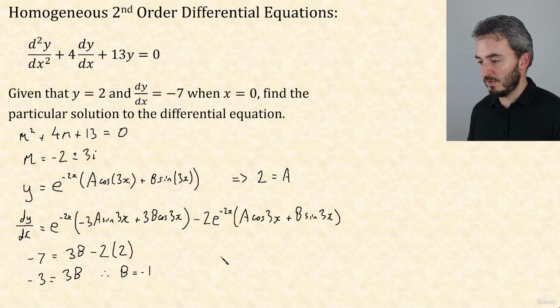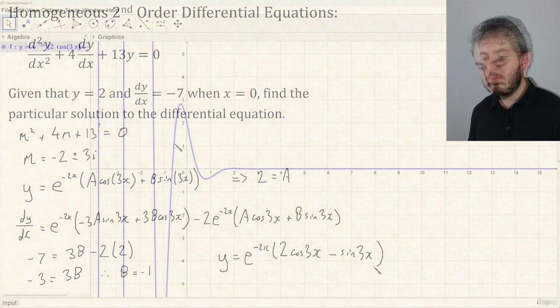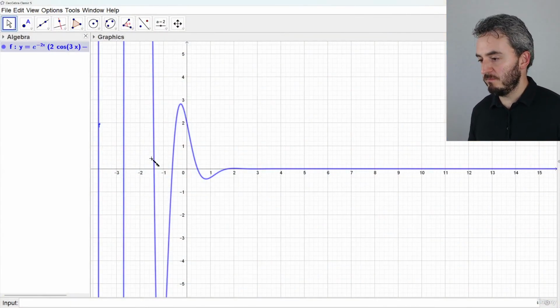This means the particular solution is y equals e to the minus 2x, and then it's a cos 3x, a is 2, so that's 2 cos 3x, b is minus 1, so minus sine 3x. Plotted in GeoGebra, just for fun, we get this.